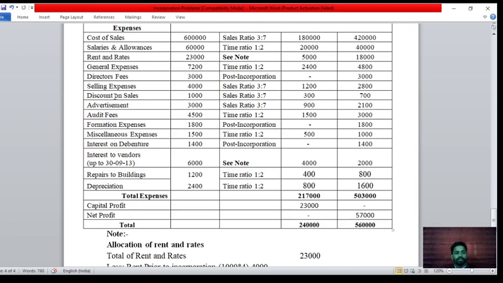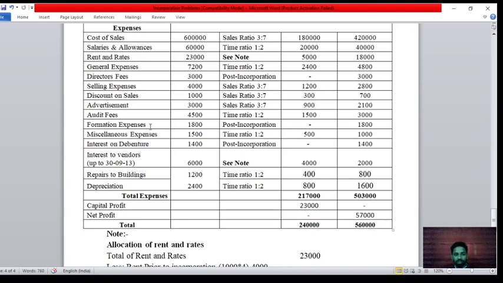So 1,200 for the pre-incorporation and 2,800 for the post-incorporation. Okay, so next, discount on sales. Discount on sales is 1,000 under the sales ratio, 300 for the pre-incorporation, 700 for the post-incorporation. Next, advertisement. Advertisement is 3,000, it is the sales ratio amount, so 900 for the pre-incorporation and 2,100 for the post-incorporation.